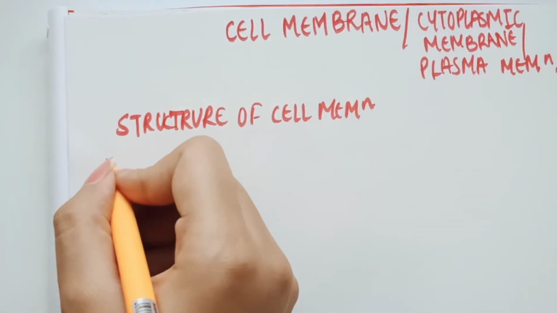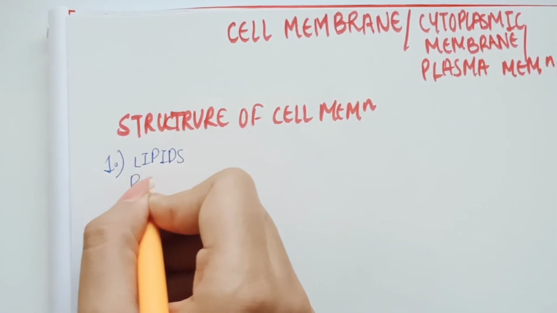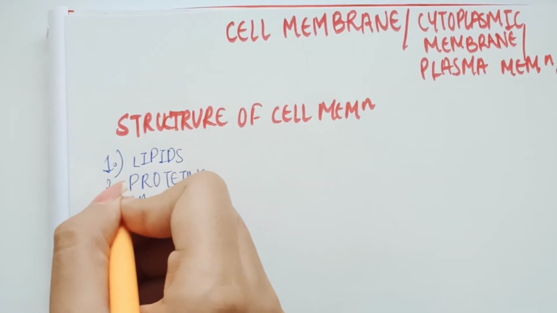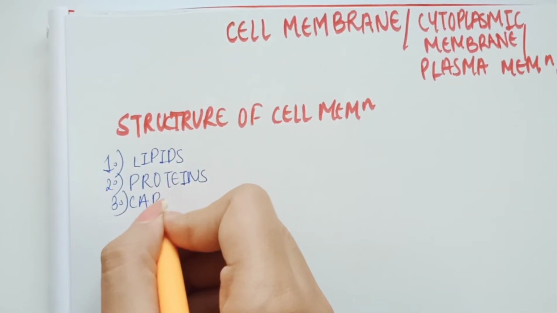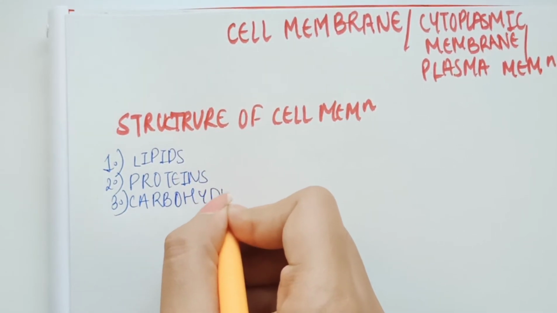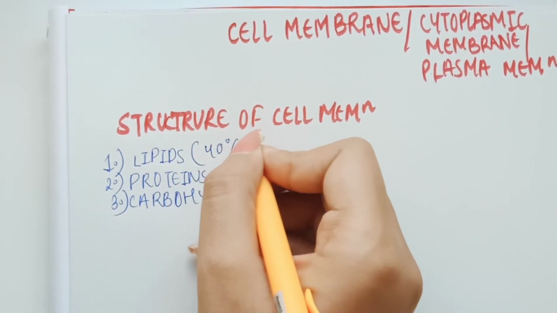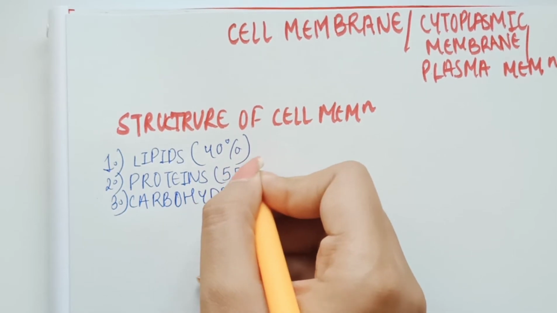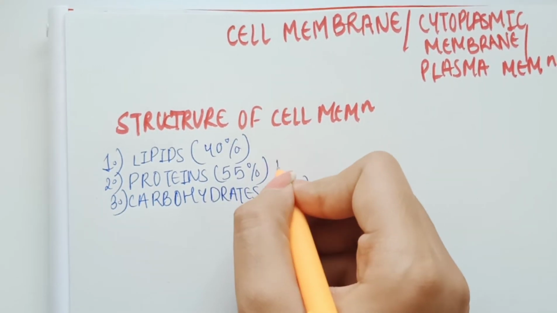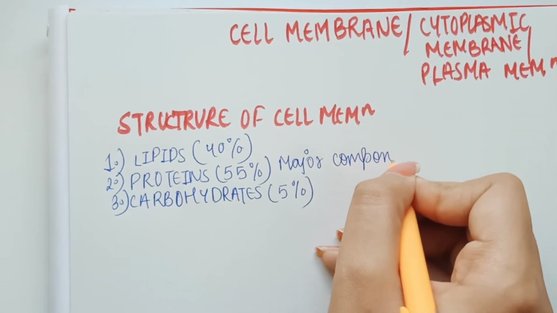It consists mainly of lipids, proteins, and carbohydrate. What do you think? What is the major component from all these three? So lipid constitutes about 40% of the cell membrane. Proteins, which are the major component, constitute 55%, and carbohydrates are the minor ones, so 5%. So the major component is proteins.